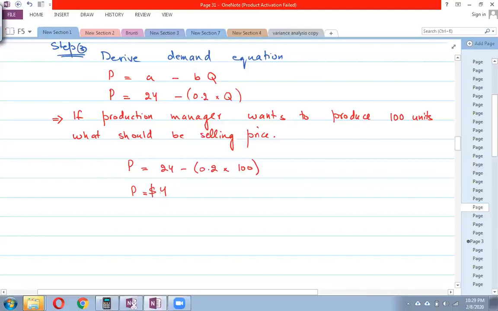Now, what do you think? If the units produced are increasing, then the price will be reducing. So let's say, for example, if you produce less, then what should be the selling price? So if the production manager wants to produce 50 units, right? It's for you. What should be the selling price?